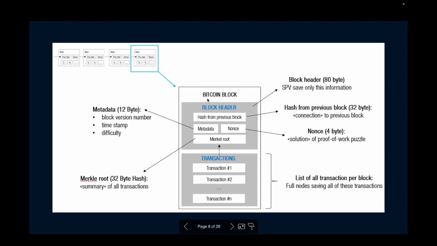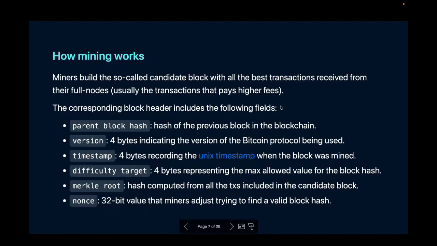So here we have this image giving a visual representation of a Bitcoin block, and the block consists of basically the header plus the transactions. So the transactions are just a list of transactions, and the header has a few different fields. The first field is just the hash from the previous block, and that's 32 bytes that points to the parent block, the last block that just happened on the blockchain.